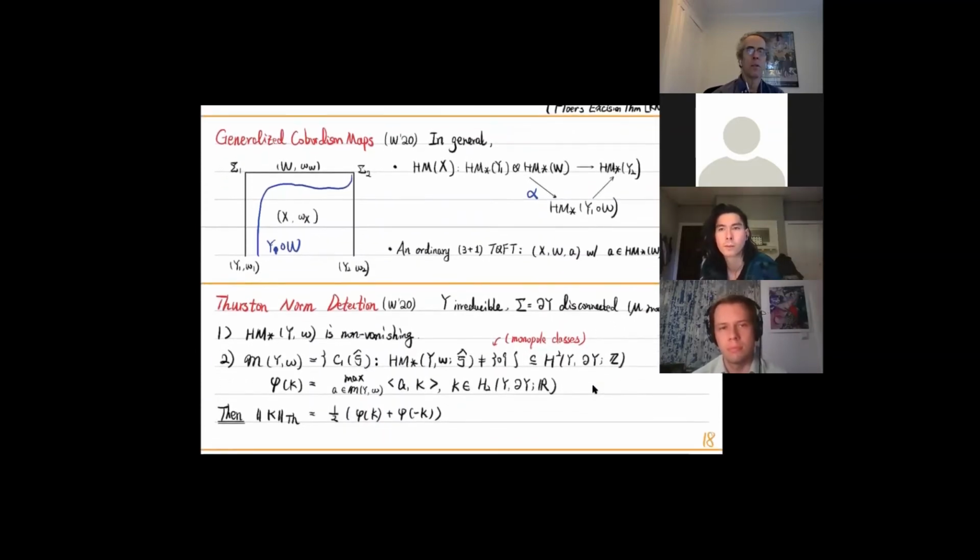The last thing I want to say is a Thurston norm detection result. Such a result is classical for closed three-manifolds. In our case, we'll work with a three-manifold with toroidal boundary, and we assume Y is irreducible, and the boundary of Y is disconnected, because I really want a two-form mu that is non-vanishing. Our first statement here is that this group is non-zero. But in order to see the Thurston norm, we need the grading information.